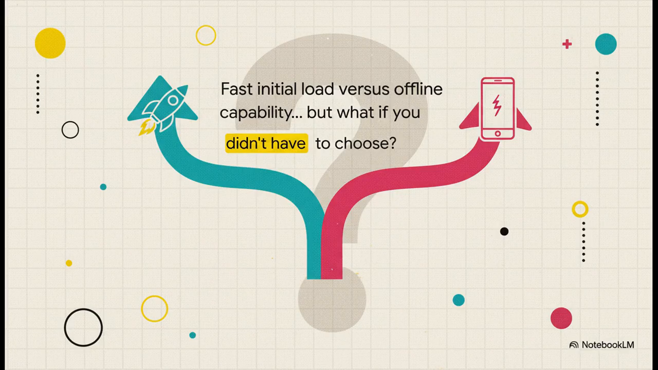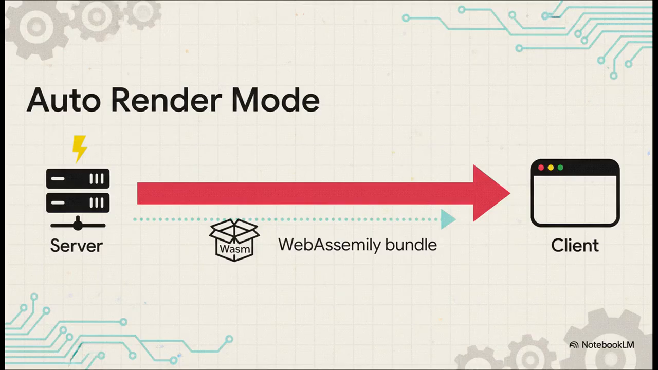So that's a classic trade-off, isn't it? Do you want a fast start or do you want it to work offline? It feels like you have to pick one. But what if I told you that you could have your cake and eat it too? And that's where this really clever feature called Auto Render Mode comes into play. It's pretty ingenious, actually. It starts out using Blazor Server, so the user gets the page almost instantly. But then, in the background, while they're clicking around, it's quietly downloading the WebAssembly client version. As soon as that's ready, it just seamlessly switches over. No interruption, you get the fast load and the powerful client-side experience. The best of both worlds, for real.